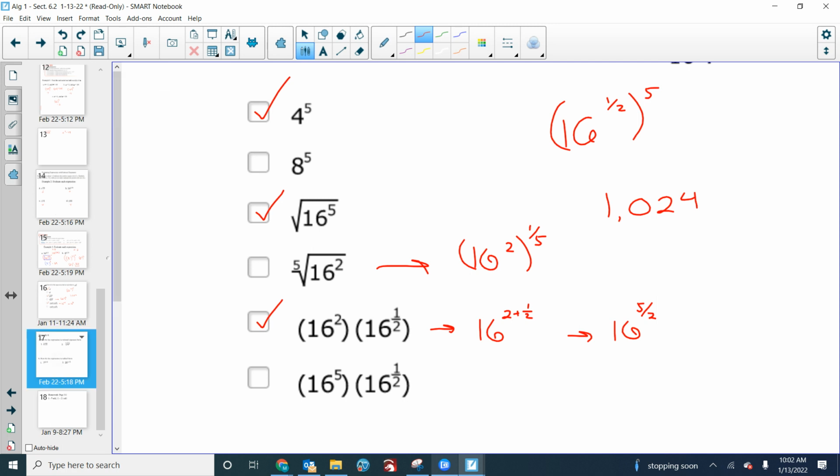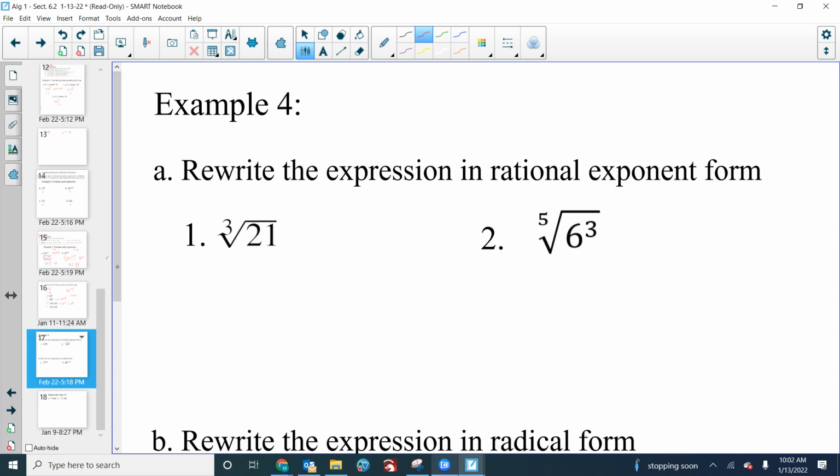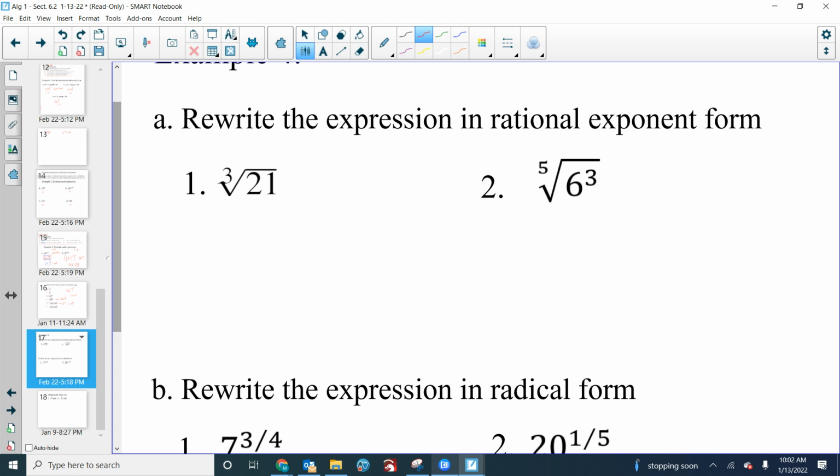All right, last slide for today. Rewrite the expression in rational exponent form. Rational exponent form would be this. I'll help you out with the first one. 21 to the 1/3. They don't want us to evaluate it, just rewrite it in rational exponent form.